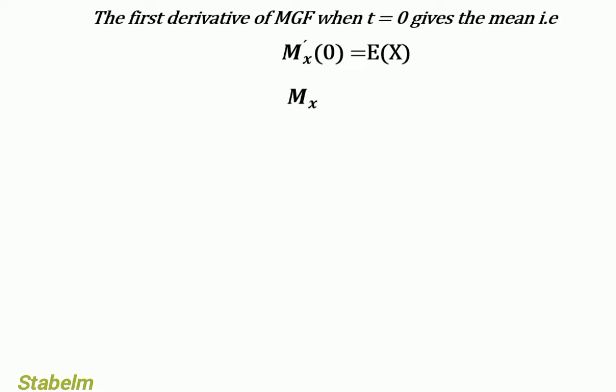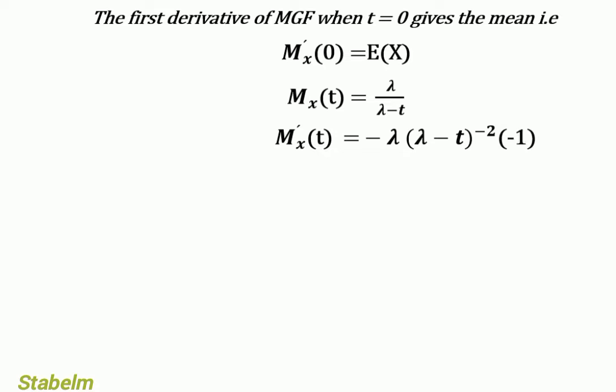Now let's remind ourselves what our moment generating function is all about. We have m sub x of t equals lambda divided by lambda minus t. If we differentiate this with respect to t, we're going to have m prime sub x of t equals minus lambda into bracket lambda minus t raised to power minus 2 into bracket minus 1. Now, how do we get this?